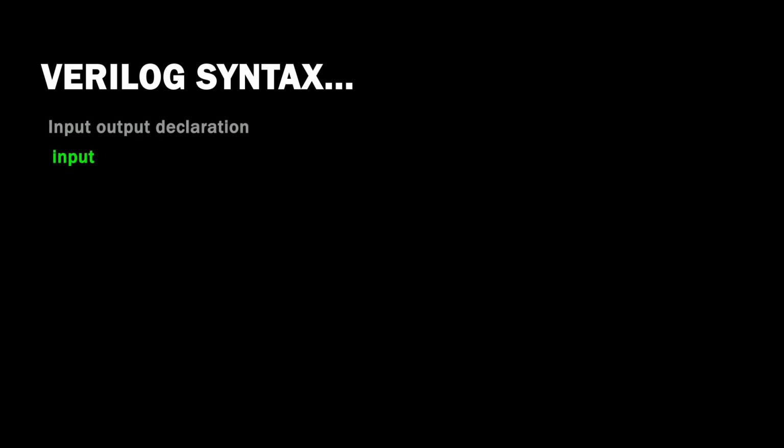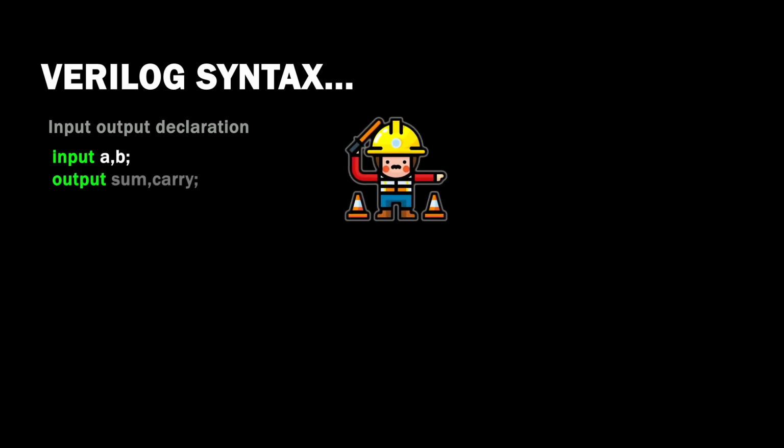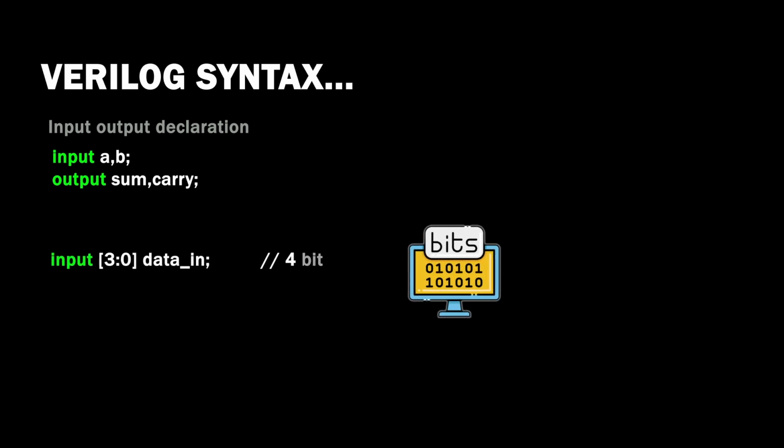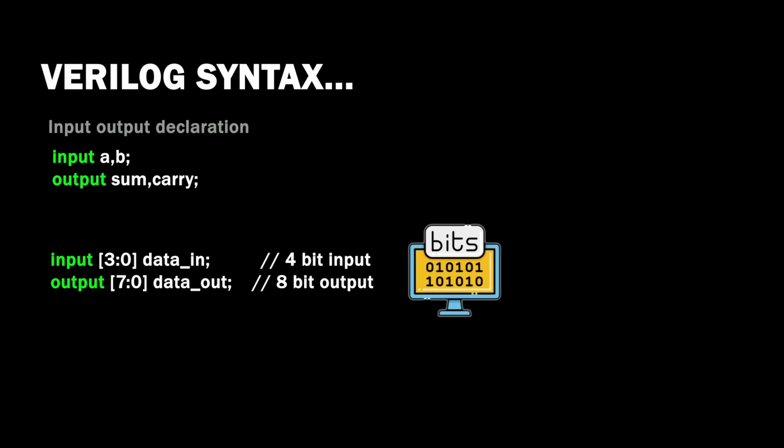Next, we need to declare the inputs and outputs. This is where we define the direction of signals in our circuit. You can also specify multi-bit signals like this. Verilog allows you to specify the width of the signal using square brackets. In this case, we are working with a 4-bit input and 8-bit output.